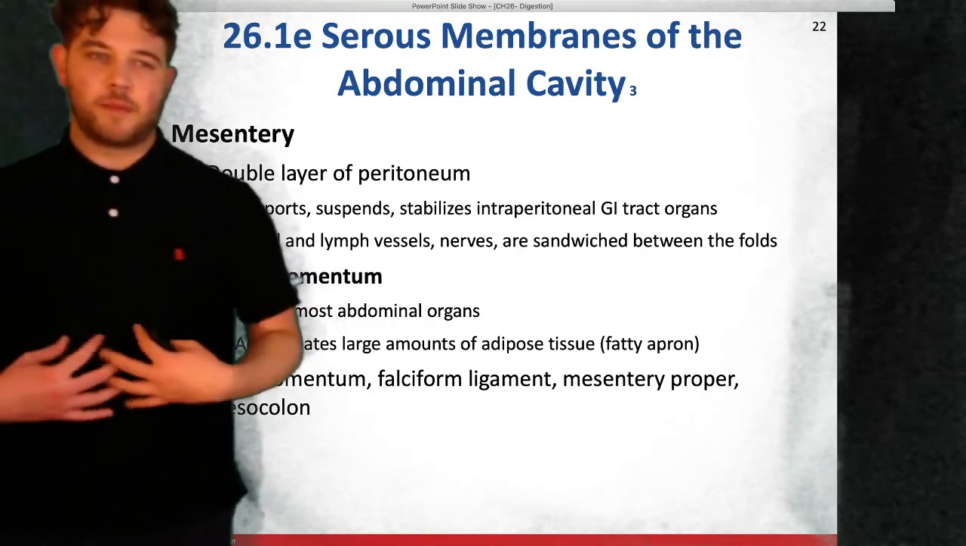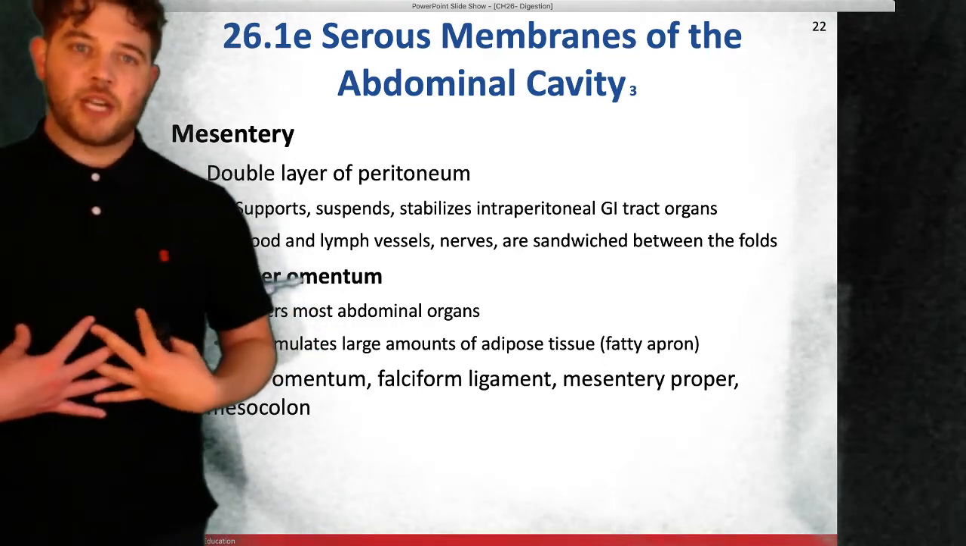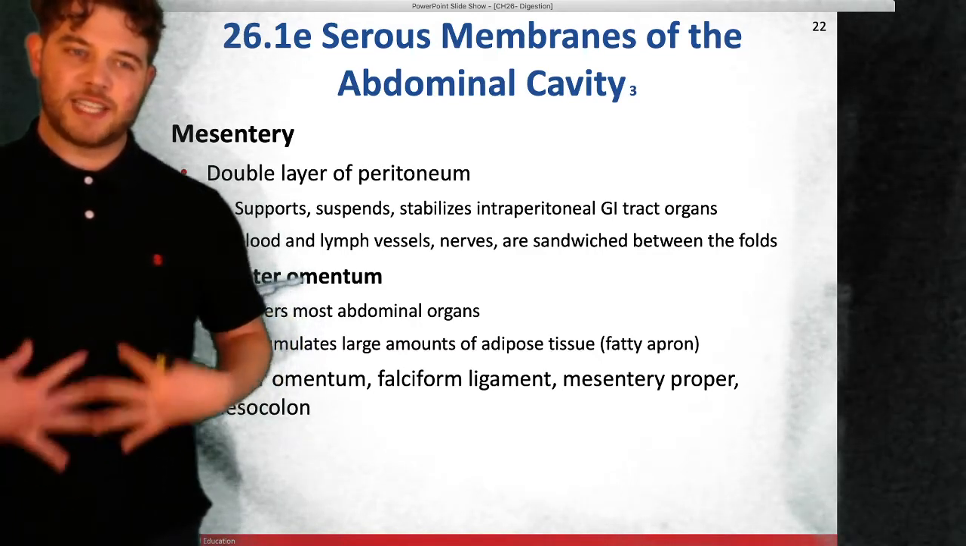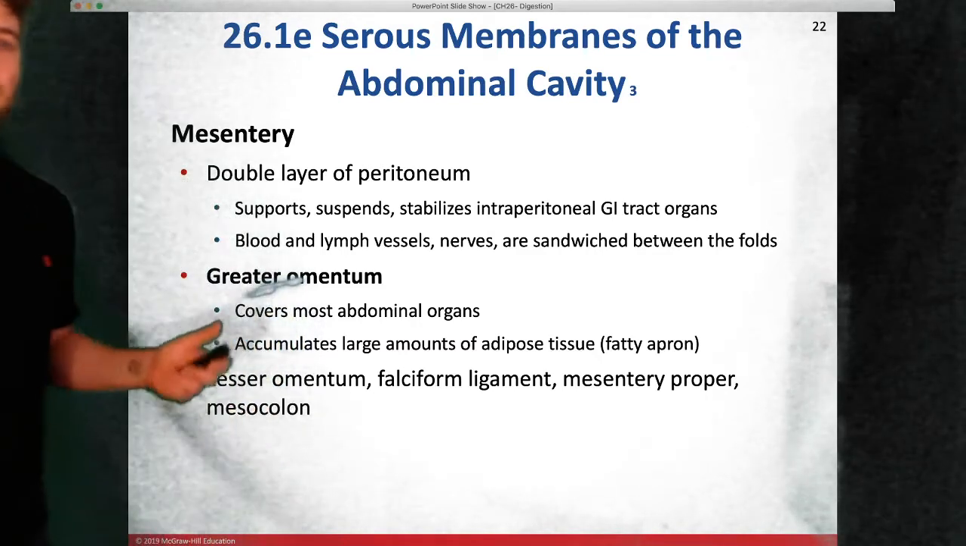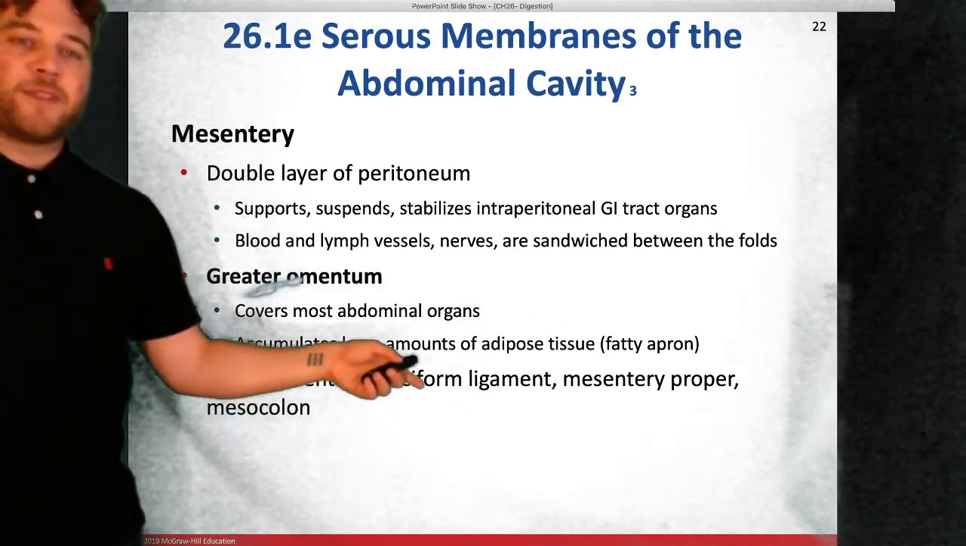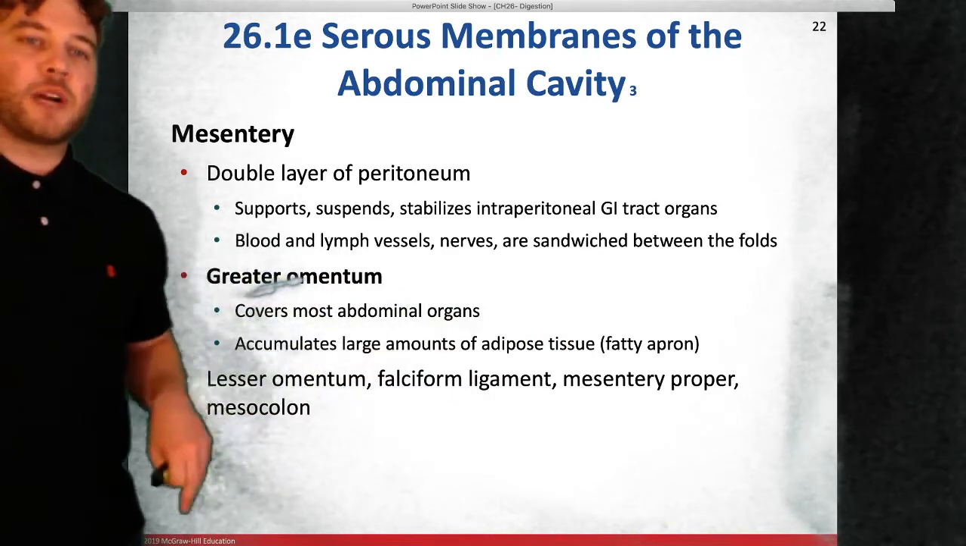If you've seen some images of the GI tract, you can see the organs, but they're kind of under this yellowy, kind of lacy thing. That is the greater omentum. It's your fatty apron. There's also the lesser omentum, the falciform ligament in the liver, the mesentery proper, and the mesocolon.